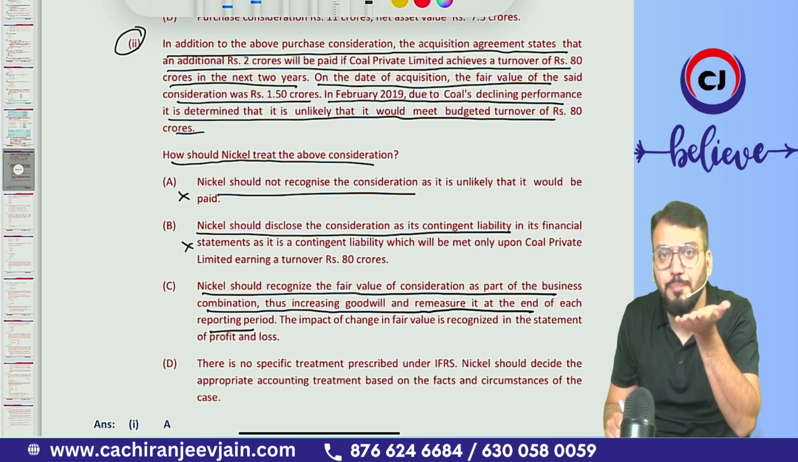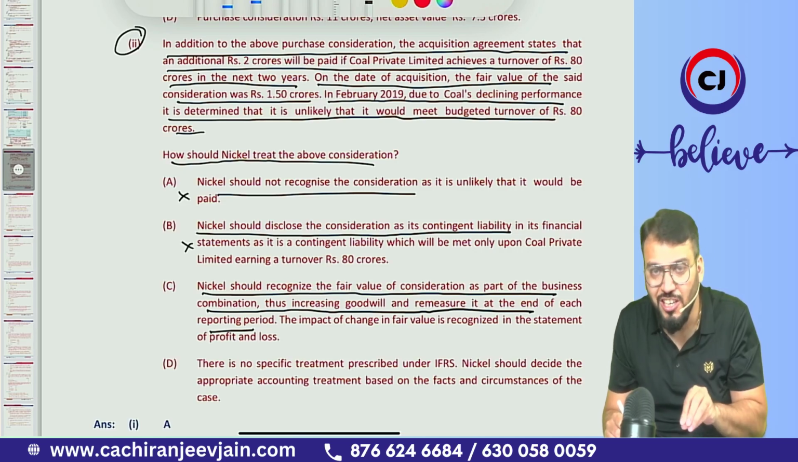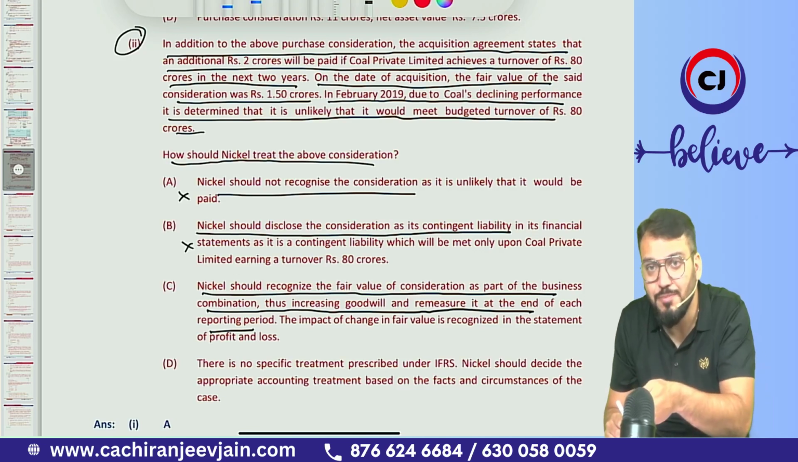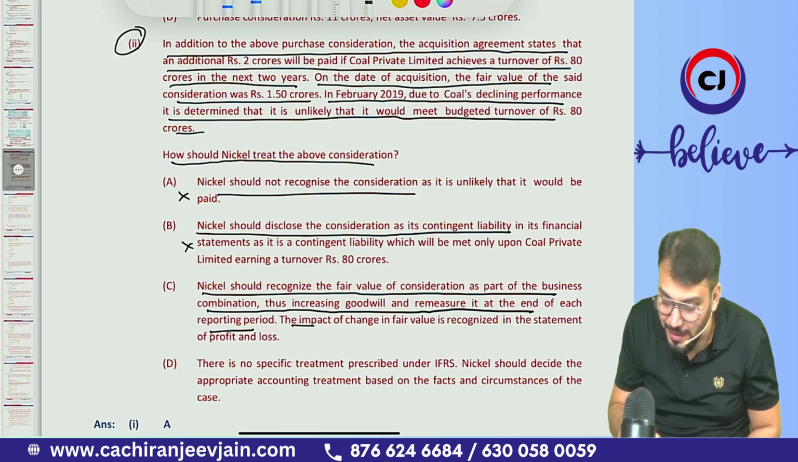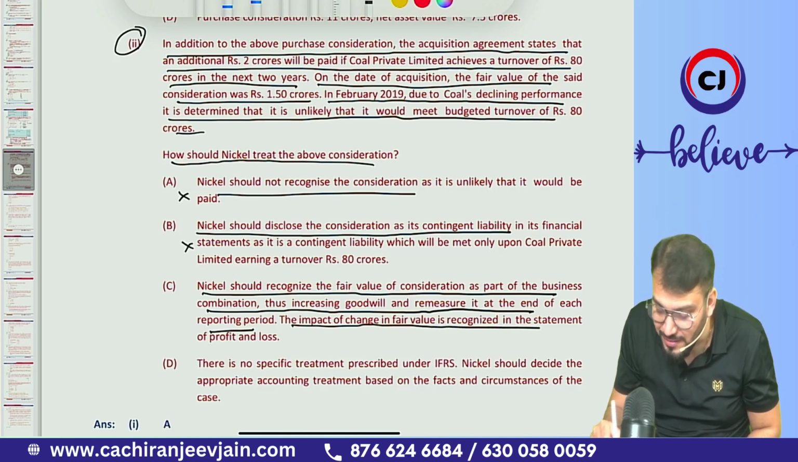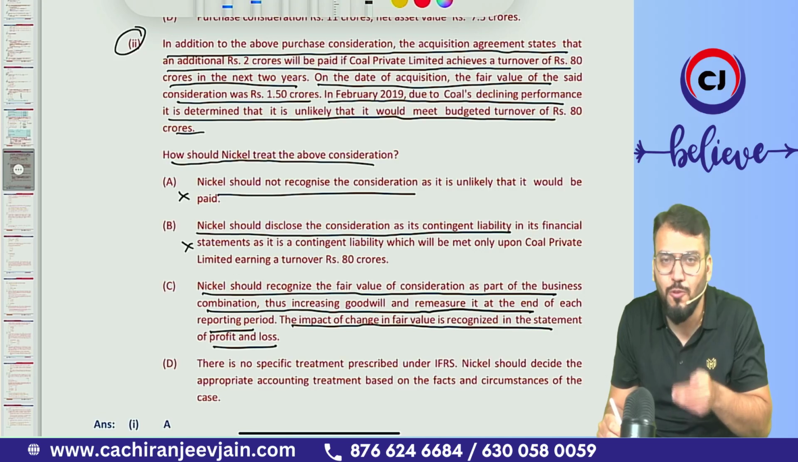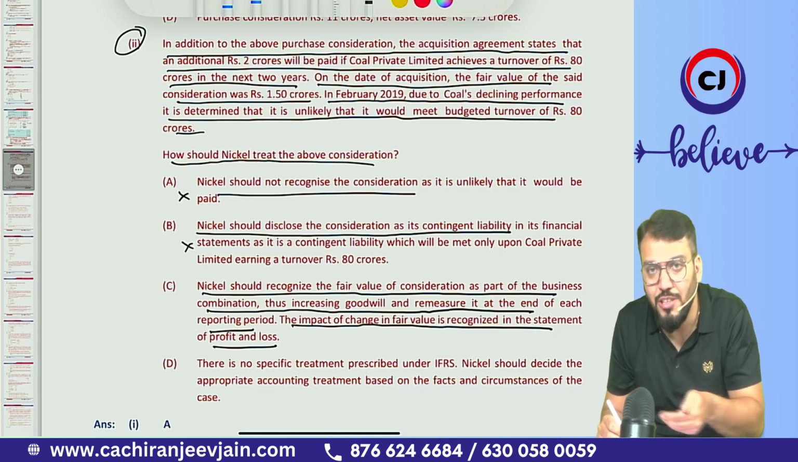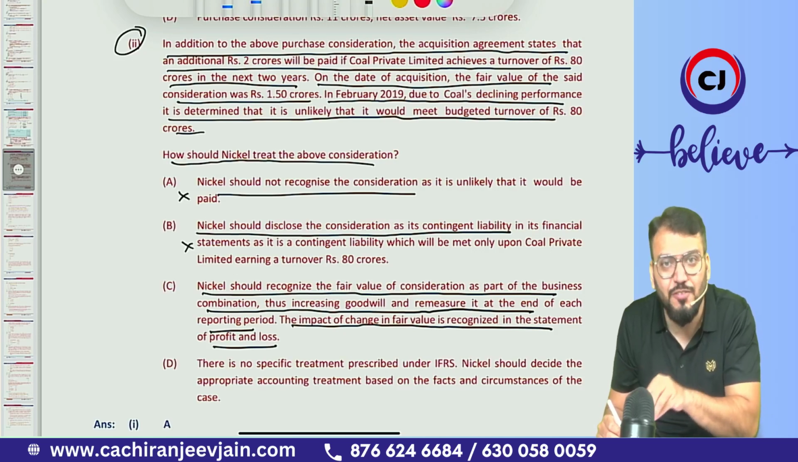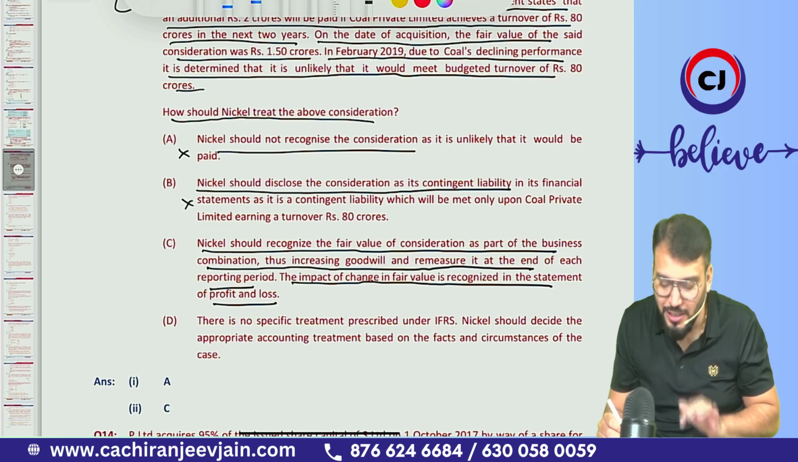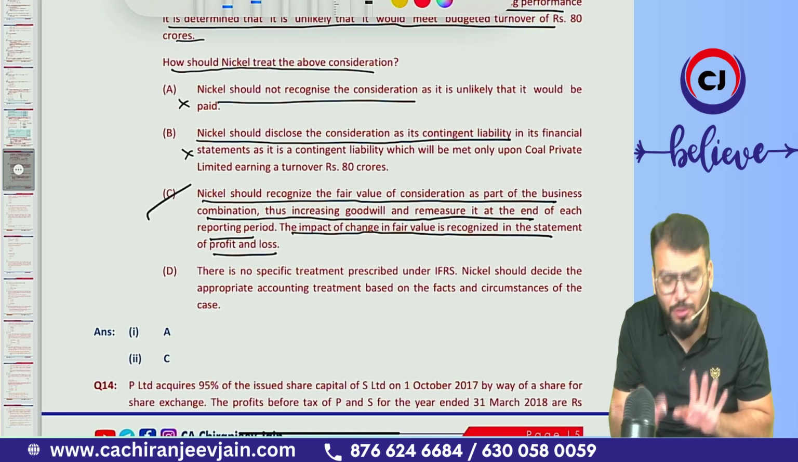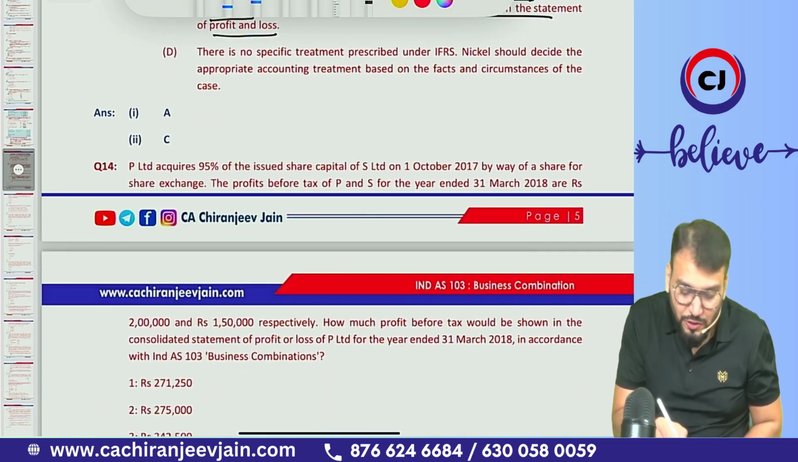So if you increase the PC by the amount of fair value of contingent consideration, your goodwill increases, and we'll do subsequent measurement for this particular contingent consideration. The impact of change in the fair value is recognized in the statement of profit and loss. So of course, if there are any changes in the fair value of contingent consideration, we'll do subsequent measurement, and any difference will be transferred to the profit and loss account. So option number C is correct. Good question. Yes, sir.